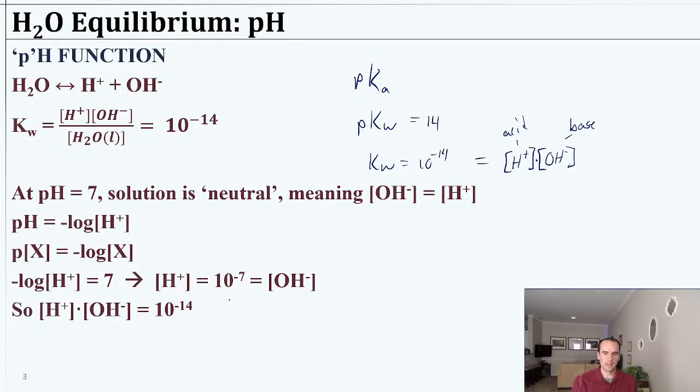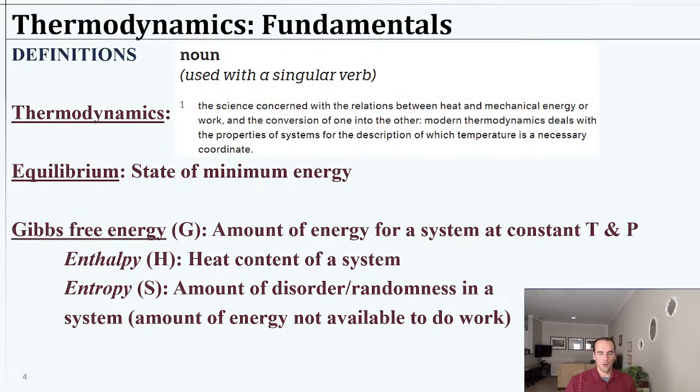Okay, and that all works out mathematically because 10 to the minus 7 squared, or times itself, is equal to 10 to the minus 14. So all of that checks out and ends up making a lot of good logical sense when we stop and think about it. Okay, so on to thermodynamics then.